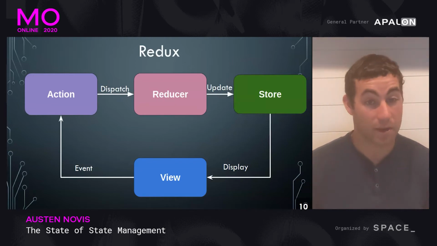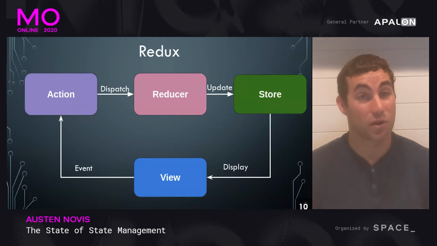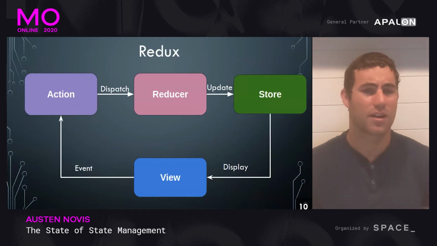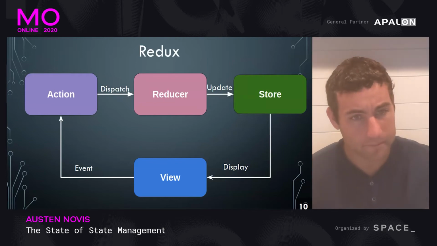Redux was created by Dan Abramov and Andrew Clark in 2015 and was started as a proof of concept working on a way to time travel, or move between different states, both forwards and backwards.